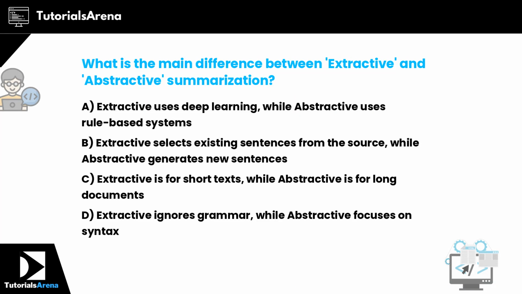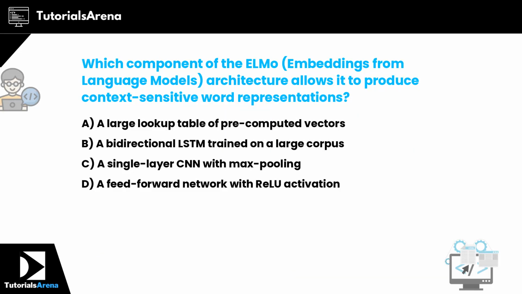What is the main difference between extractive and abstractive summarization? The correct answer is option B. Extractive selects existing sentences from the source, while abstractive generates new sentences. Which component of the ELMo, embeddings from language models, architecture allows it to produce context-sensitive word representations? The correct answer is option B. A bidirectional LSTM trained on a large corpus.